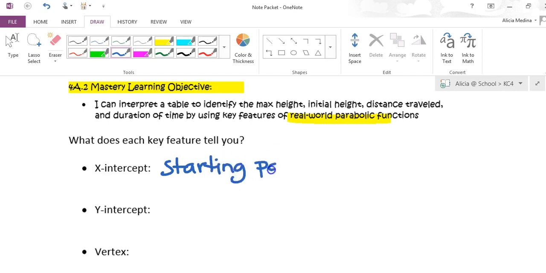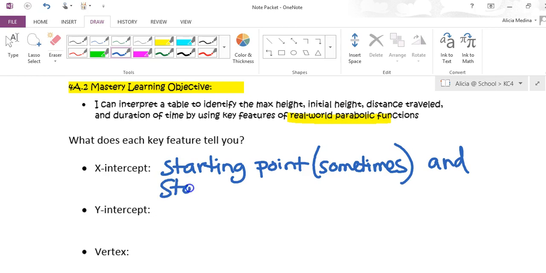Starting point, sometimes, because sometimes the x-intercept is negative, and we don't have negative concepts in the real world. You can't have negative time, but it will always be the stopping point. Right, so that's important. It's this x-intercept.